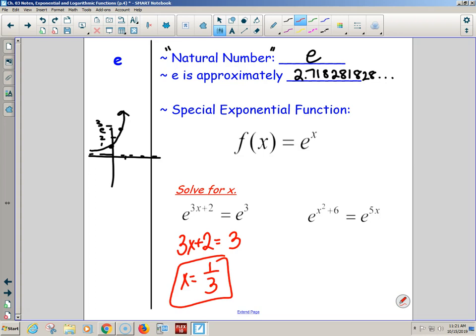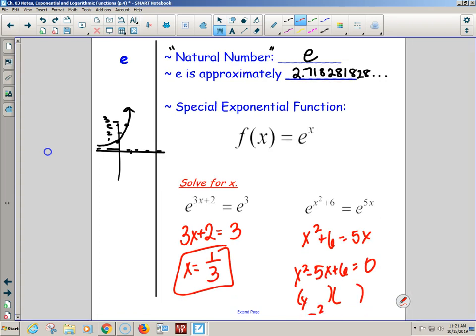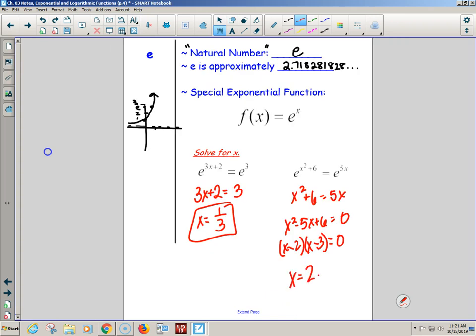But what's going on when we have this guy, and all of a sudden we have x squared plus 6 equals 5x? We get everything to one side, don't we? And then don't we go ahead and factor? x minus 2 times x minus 3 is equal to 0, so therefore, x equals 2 and 3. Wait, 2 and 3, are those both legal?